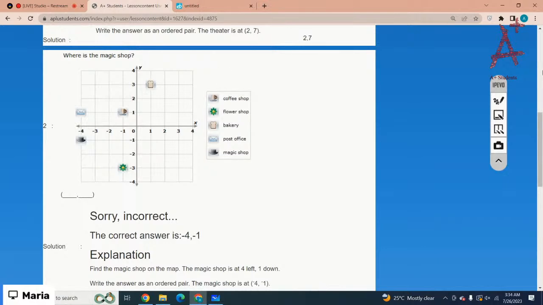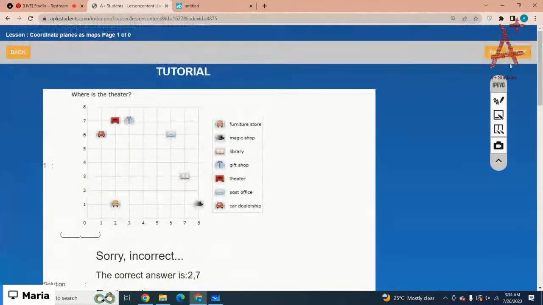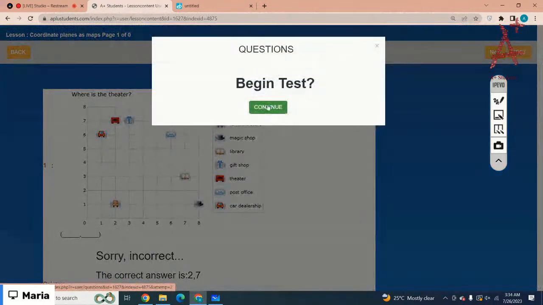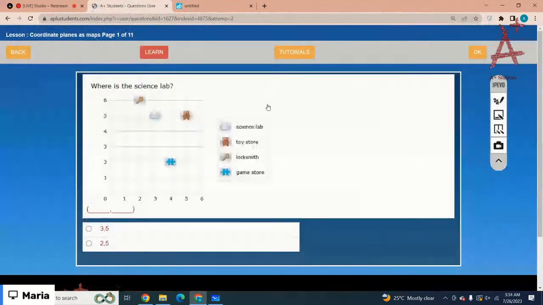Let's just start with the practice questions. Okay, where is the science lab? This is the science lab sign. Here it is. So just match it to the x-axis. X-axis is 3, and when you match it to the y it would be 5. That means the coordinate is 3 and 5. X is 3, y is 5. They are 3 and 5, right?